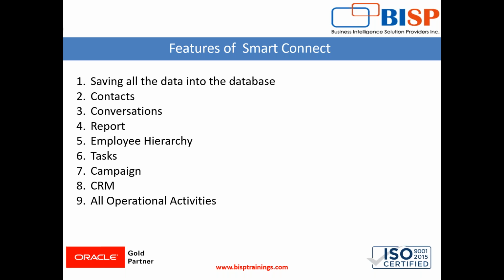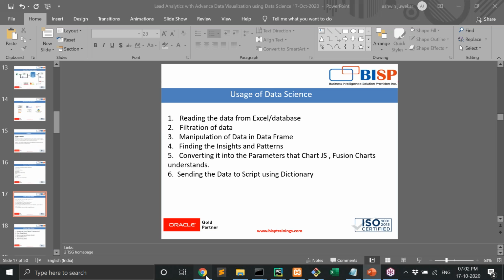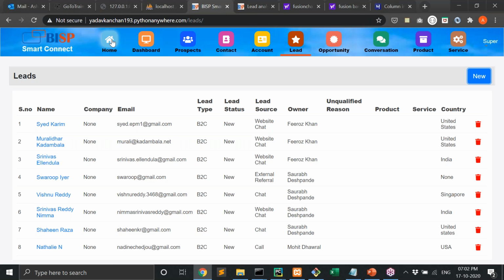So in this way he can manage his upcoming tasks. And once the task is over, he can mark it with a green flag that it is completed. Then campaigning is a part of CRM. We have provided all the CRM facilities in this Smart Connect. Let's see here. Let me show you Smart Connect.